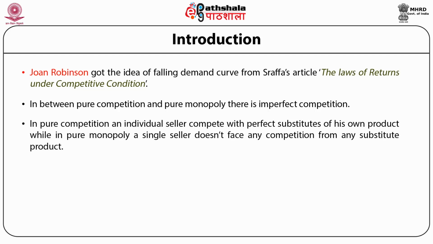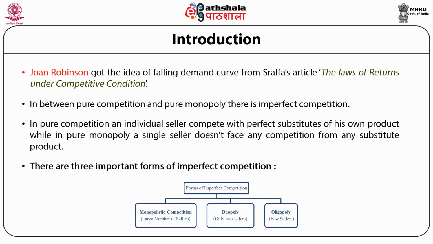In pure competition, an individual seller competes with the perfect substitutes of his own product, while in pure monopoly, a single seller doesn't face any competition from any substitute product. There are three important forms of imperfect competition. These are monopolistic competition, where there is a large number of sellers; second is duopoly, with only two sellers; and the third one is oligopoly, where there are few sellers.